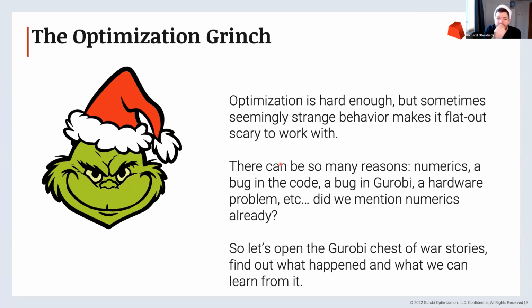So this is exactly what today is about, right? Today we talk about the optimization Grinch. And really, what's the Grinch? I mean, optimization as it is is hard enough. There's university courses and lectures and textbooks written about it. But sometimes, despite all of the already hard machinery around it, there is some inexplicable behavior that just quite frankly makes it scary to work with, and you don't really know what's going on. There can be a ton of reasons. Can be numerics, can be a bug in your code, can be a bug in Gurobi, can be a lot of things.